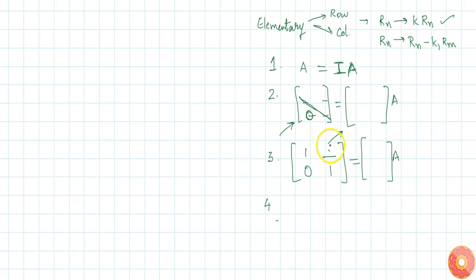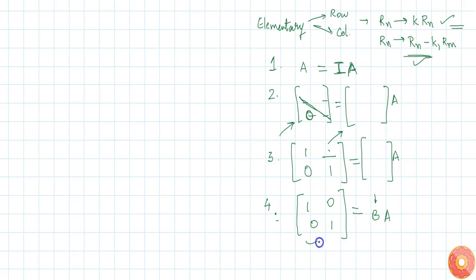Then the next step would be making all the elements above the diagonal 0 by using elementary row operations. So in the second step and in the fourth step, we are using this operation, and in the third step we are using this operation. So finally, after the fourth step, we will get 1 0 0 1 is equal to some B matrix into A.